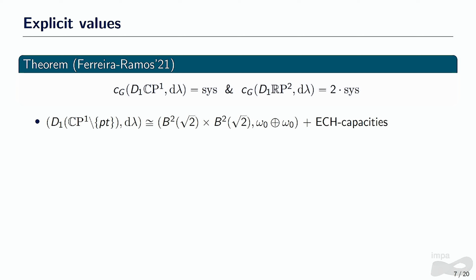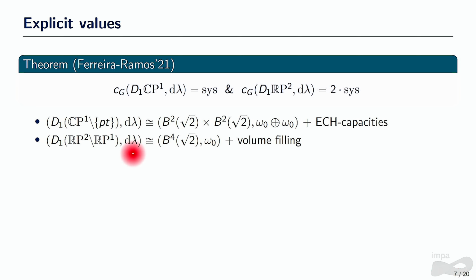And for RP2, there's a similar toric domain, just that now we need to remove a totally geodesic copy of RP1, and then we get a 4-ball. Observe that this 4-ball is already volume filling, so you don't need to work much harder to see that it's the optimal embedding.